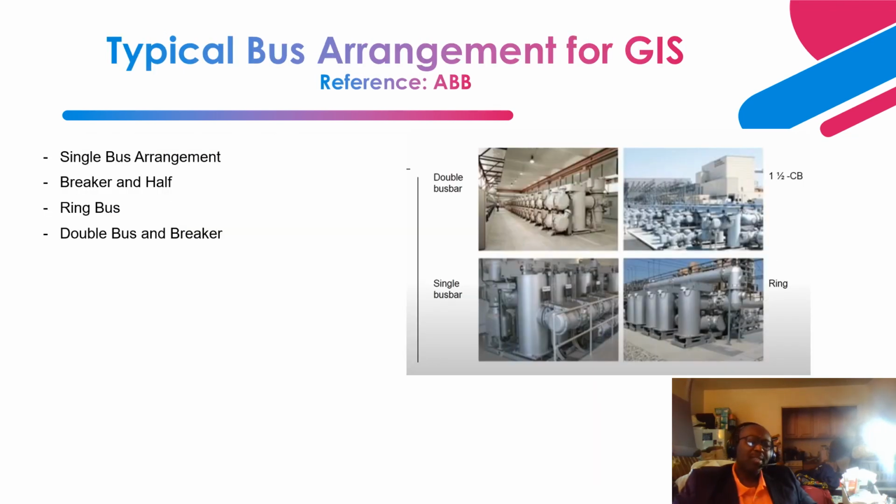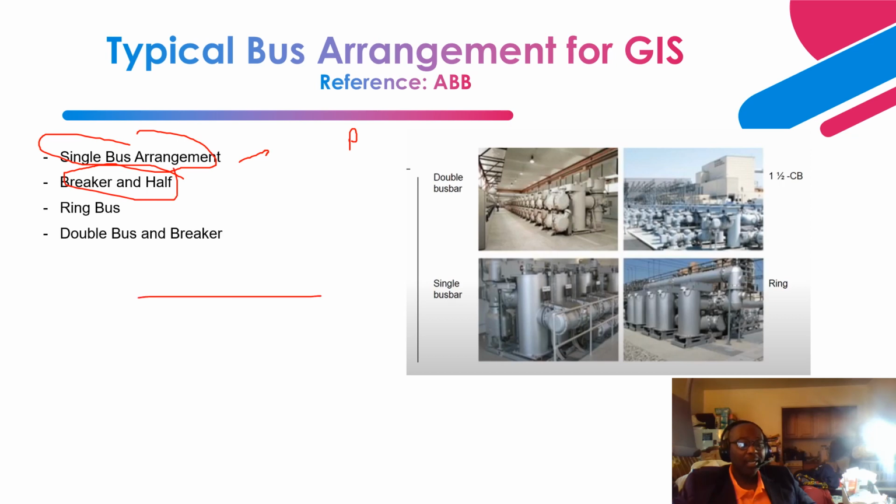Now let's talk about the typical bus arrangements that you can have for the GIS. The first one is a single bus scheme. Then you can have a double bus with a tiebreaker in between. Most often than not, the tiebreaker they call the bus coupler. Then you can have a breaker and half scheme.